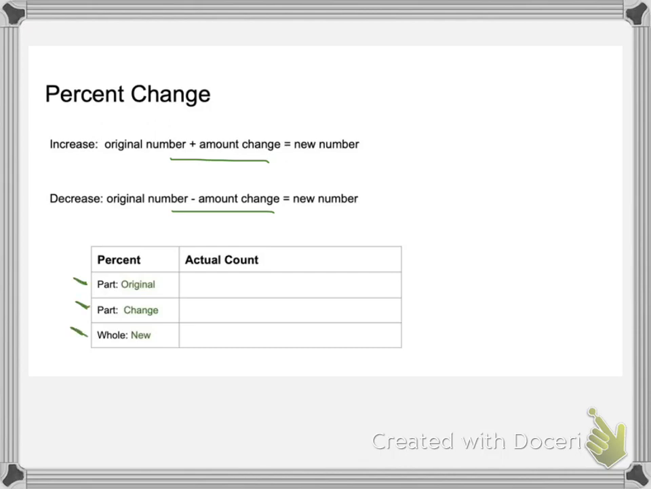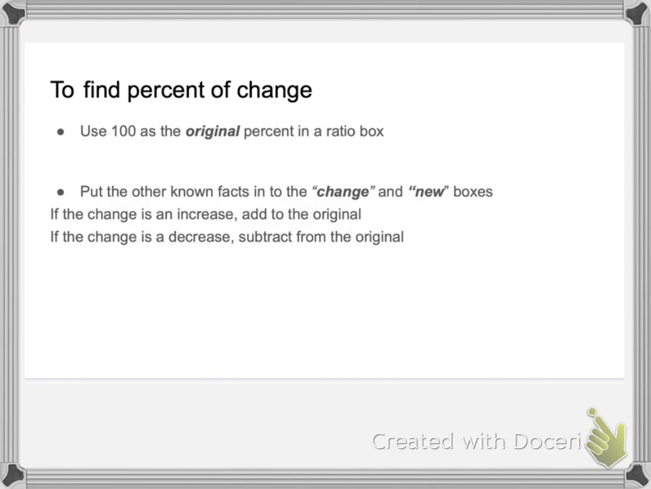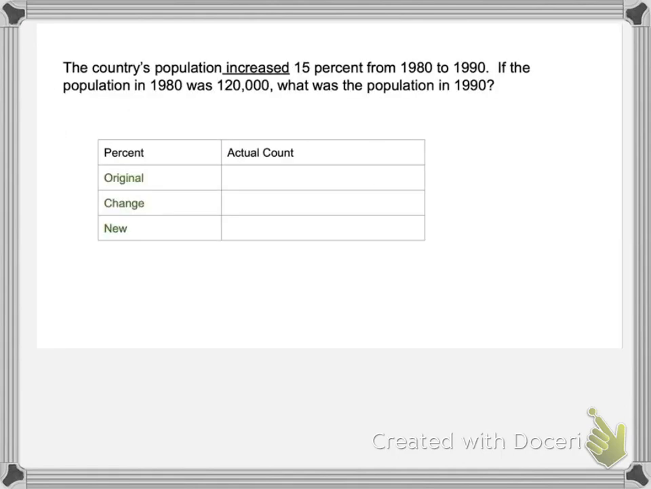Okay, so to find percent change, the first and most important part is we're going to use 100% as the original amount in the ratio box. Then we're going to put the other known facts in. We're going to put the change and the new in if we know those. If the change is an increase, remember, we're going to add that, and if it's a decrease, we're going to subtract. So let's go ahead and let's try a problem.